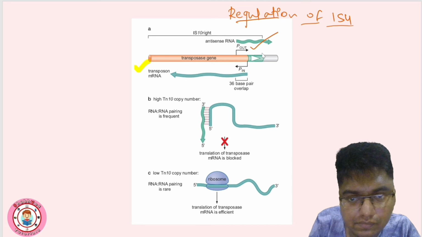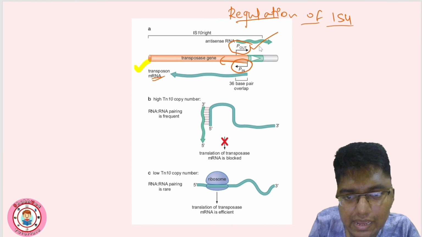Then why these arrows are shown, we have to understand properly. To note, in this direction transcription occurs, then transposon mRNA is produced, and in this direction antisense RNA is produced. Now here is the 36 base pair overlap. You can see here the 36 base pair overlap. Now what happens in the first situation, situation B, high TN10 copy number.